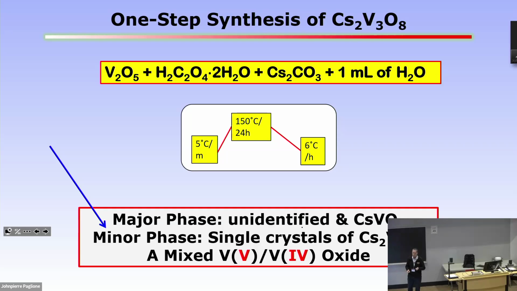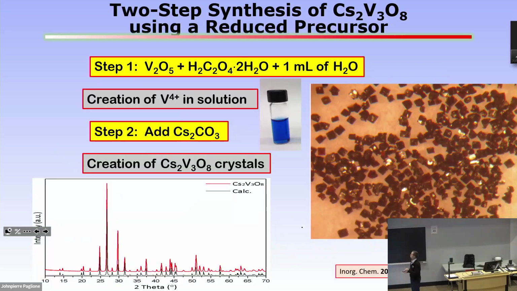So we said, okay, what if we split this into 2 steps? So we did a 2-step reaction. So the first part is identical, except no cesium carbonate, and you run it the same profile I showed you. Then you open it up, you add cesium carbonate, you close it, you run the same profile a second time, and you get 100% yield of cesium-2 V3O8. So if you're trying to do a reduction, sometimes doing this in 2 steps can really work. And I should also point out it was a nice phase pure product that came out.